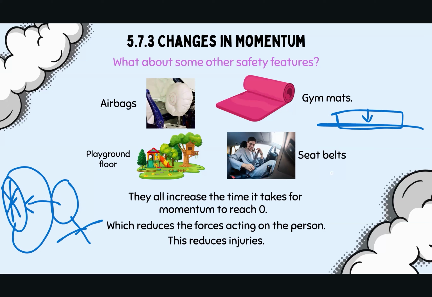Seat belts. So if someone's driving at an extreme speed and they've got the seatbelt on, what the seatbelt does is it means it takes longer for that person's head to collide with the windscreen because it keeps them back. Again, time's been increased.